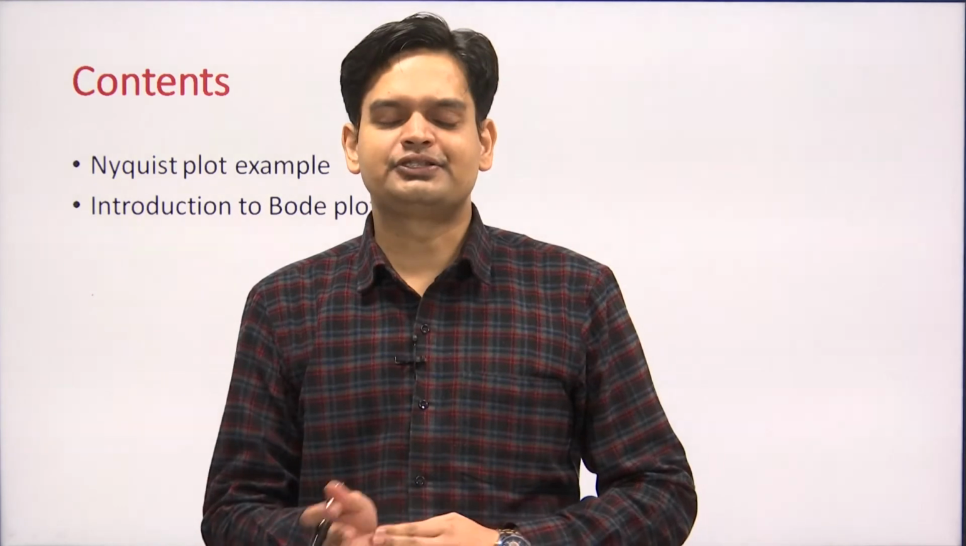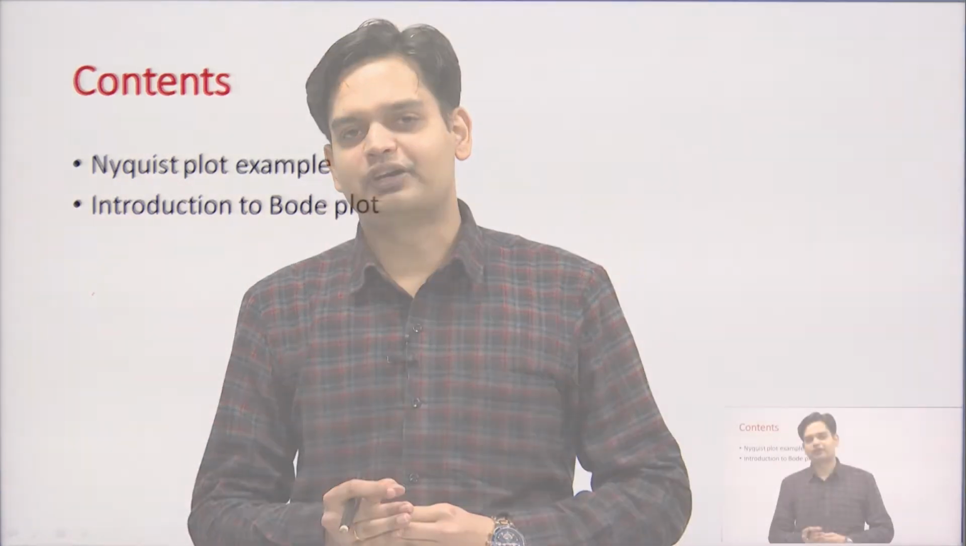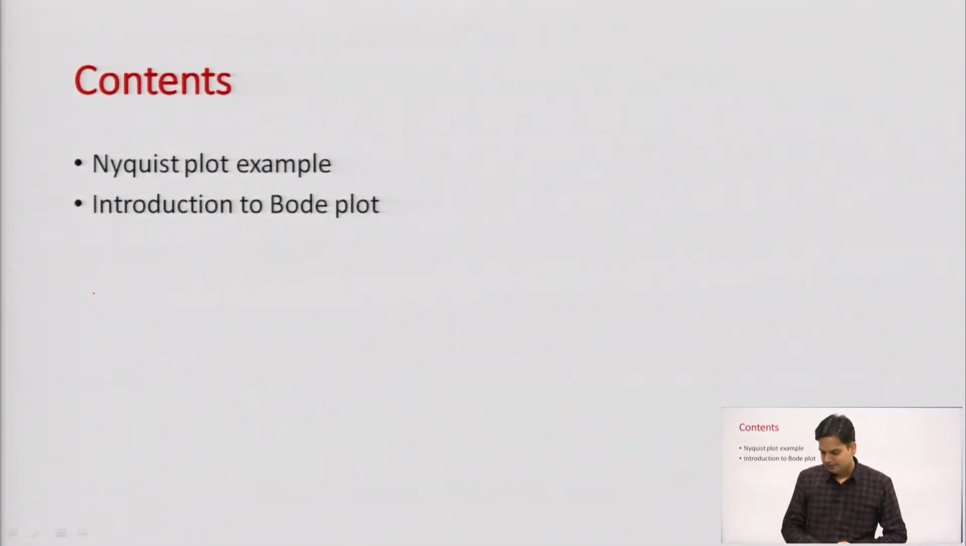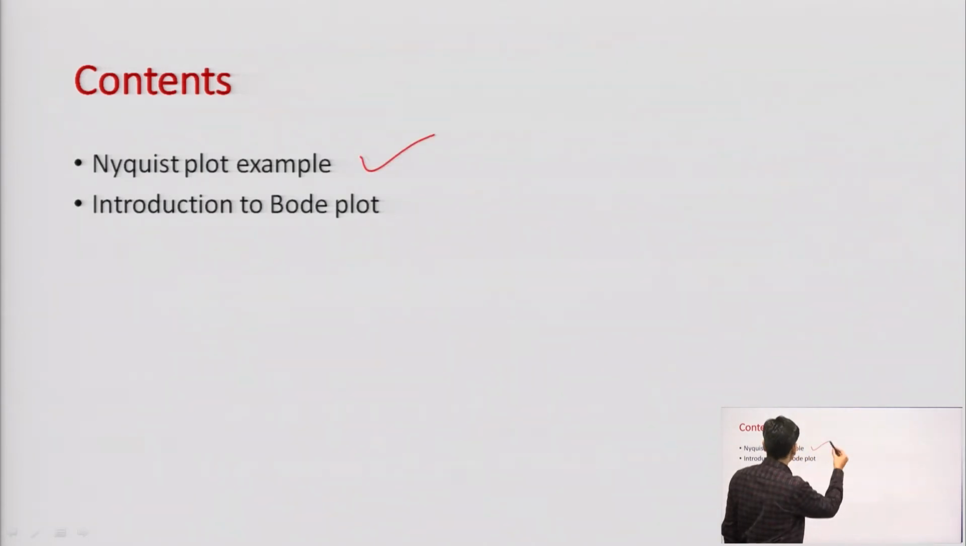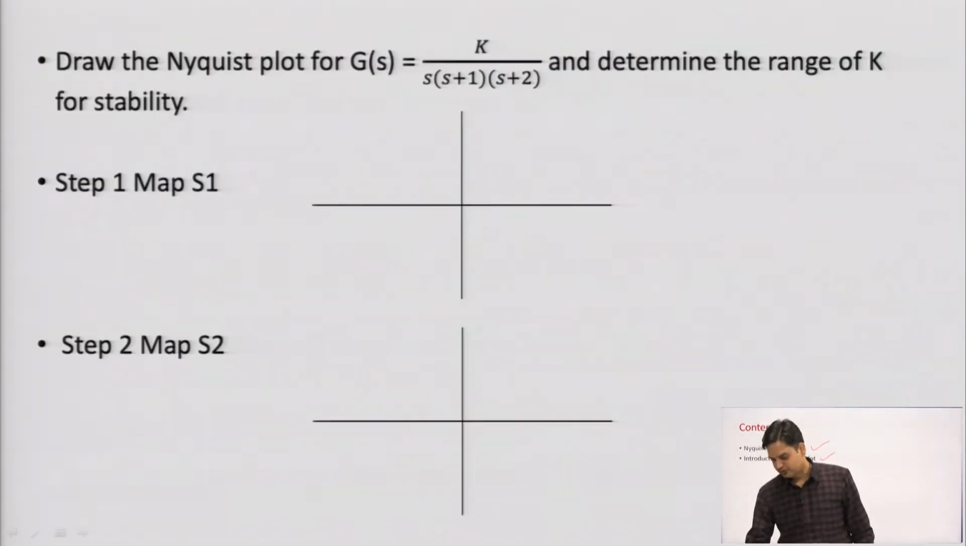In the previous session we were discussing the Nyquist plot and observing its example. We had seen how, with the help of the Nyquist plot or Nyquist contour, we can draw our plot, and by the formula N equals P minus Z we can determine the stability of the closed loop system. So, in today's session we will discuss the first example, the Nyquist plot example, and then we will go for the Bode plot introduction.